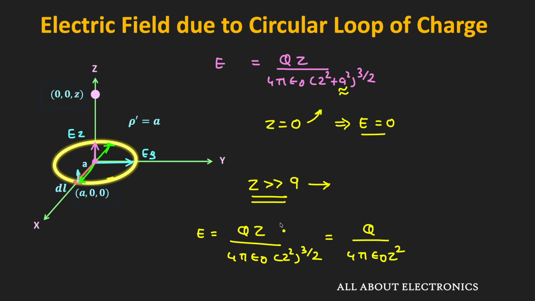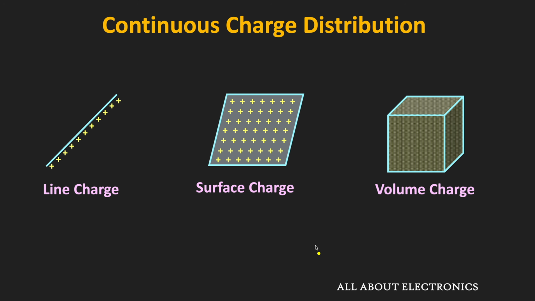As you can see, whenever our observation point is very far away from the circular loop, in that case this circular loop can be considered as a point charge, and the expression of the electric field is similar to the point charge expression. So in this way, if we have been given the circular loop of charge, then we can easily find the electric field intensity. Similarly, in the next video, we will find the electric field intensity due to the surface charge. But I hope in this video you understood how to find the electric field intensity whenever we have the circular loop of charge.